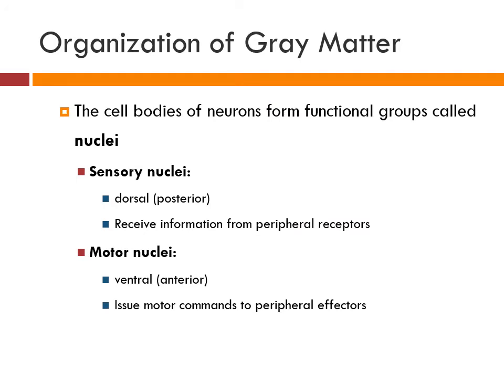In the peripheral nervous system, we've discussed the ideas of ganglia being a collection of neuron cell bodies. In the central nervous system, our grouping of neuron cell bodies are called nuclei. Sensory nuclei are dorsal, they're posterior, and they receive information from peripheral receptors. And motor nuclei are ventral or anterior, and they issue motor commands to peripheral effectors. So remember, a receptor is receiving information, and an effector is delivering a command.